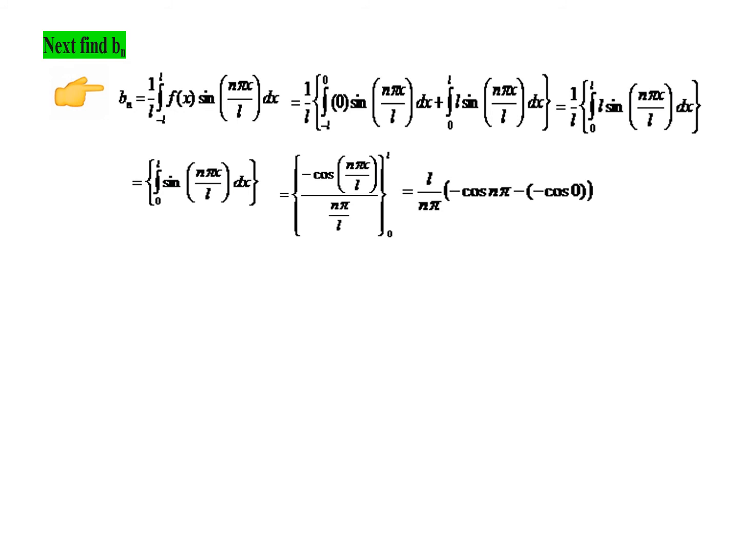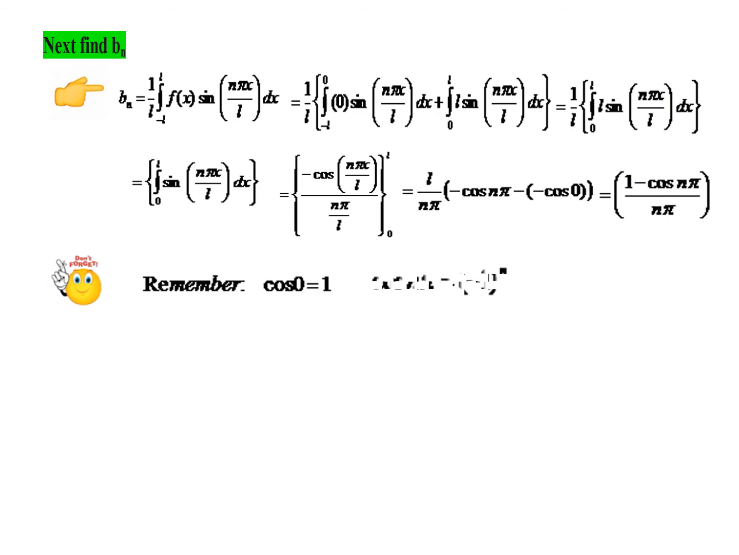What is the lower limit? In the place of x, when we put 0, we get cos 0. So the denominator is n pi by L, that L had gone to the numerator. Now remember the values of cos n pi and cos 0. Cos 0 is 1 and cos n pi is minus 1 power n. So substituting these values in Bn, we get 1 minus minus 1 power n, divided by n pi.